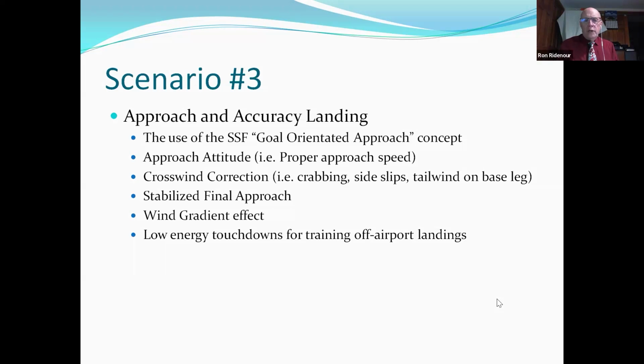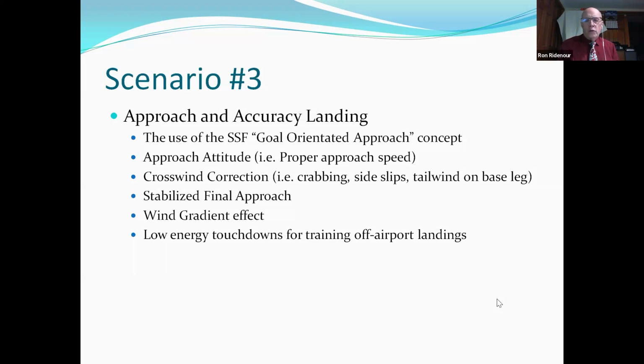Crosswind correction. Okay, so you want to consider all the crosswind ideas. Number one, are you going to use a crab technique? Probably on the downwind leg, you'll use a crab technique to correct for the crosswind. On final approach, you'll more than likely use a side slip to correct for the crosswind.